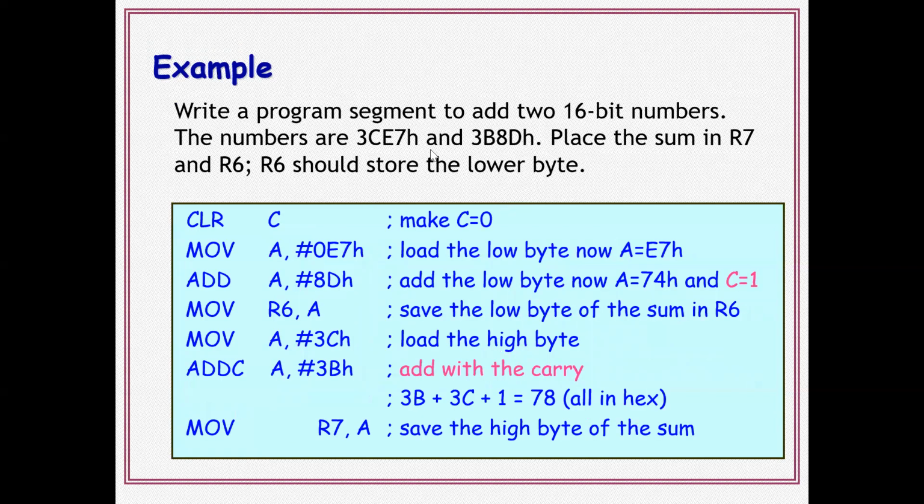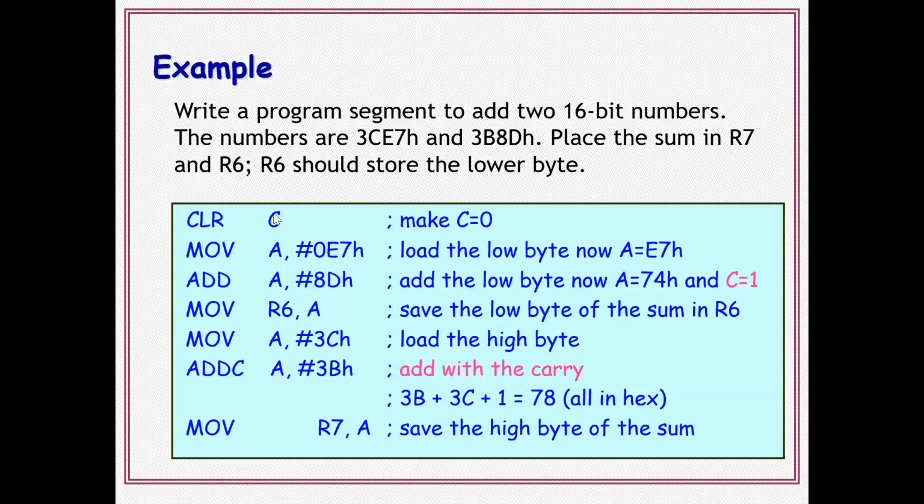And second example, write a program segment to add two 16-bit numbers. The numbers are 3CE7H and 3B8DH. Place the sum in R7 and R6. R6 should store the lower byte. So the lower byte result is loaded into R6 and the higher order is loaded into R7. The given inputs are 3CE7 and 3B8D.